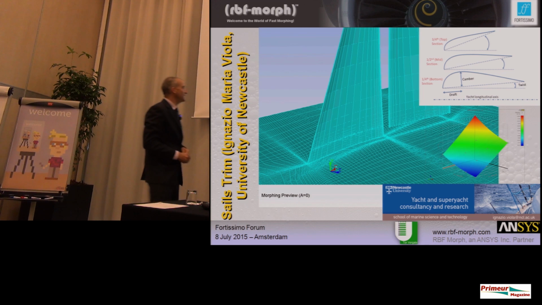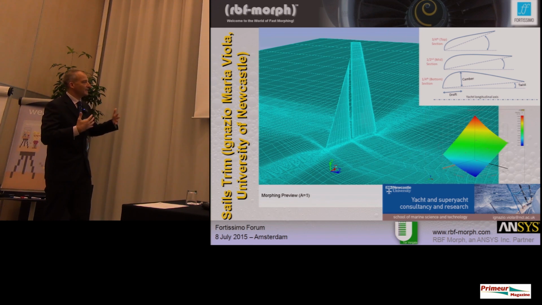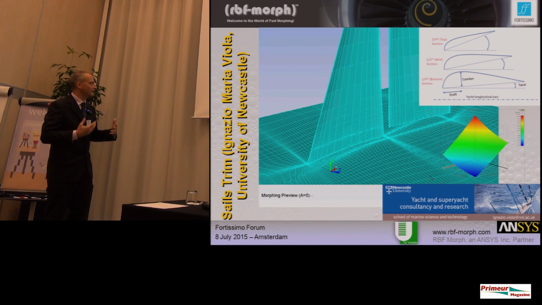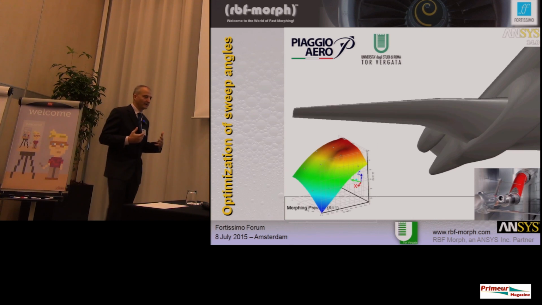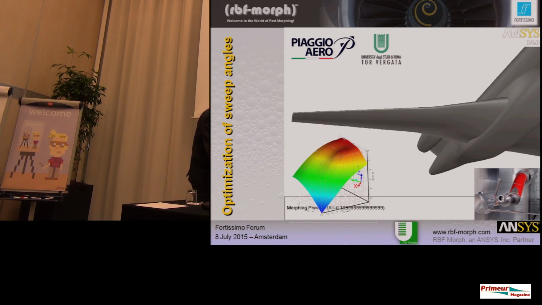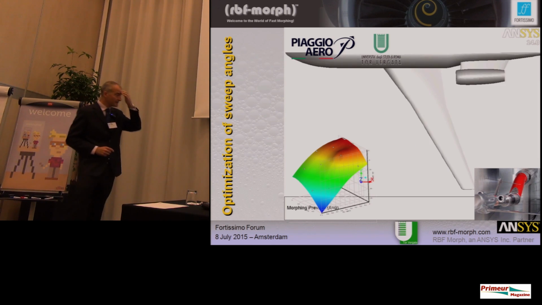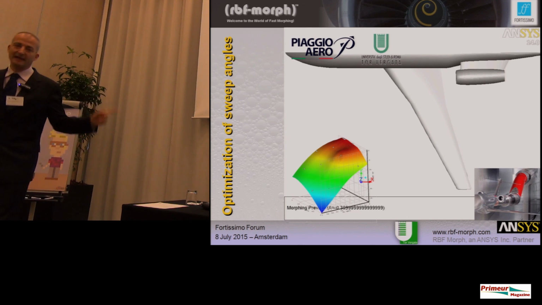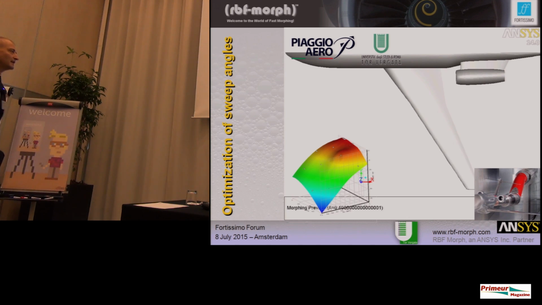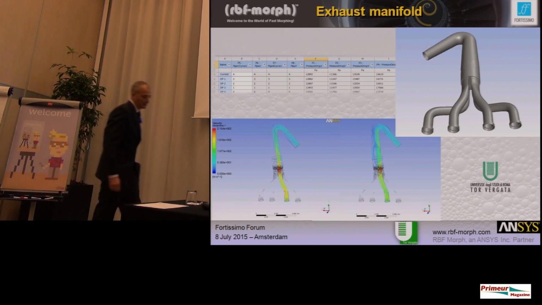This is another application about sails. So the sail angles are made parametric, so you can tweak the parameters. This is an example in which mesh morphing is used not to reshape but for setup optimization. This is an example with Piaggio Aero Industries. So this is the P1XX geometry. And in this example, we are changing the sweep angles.